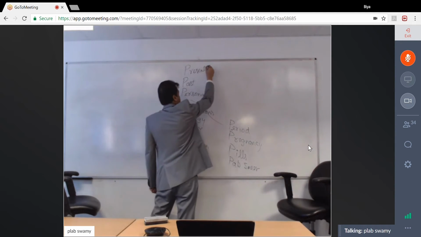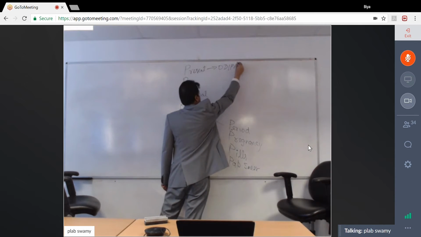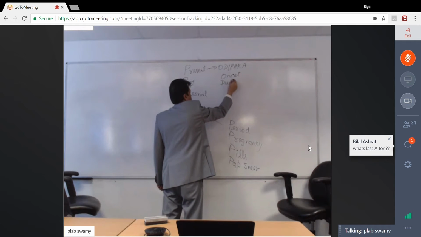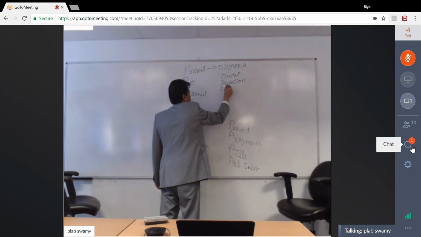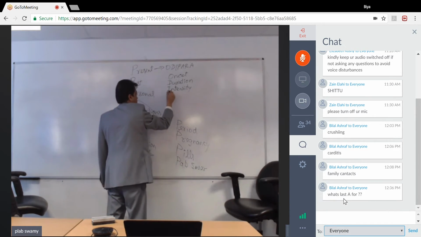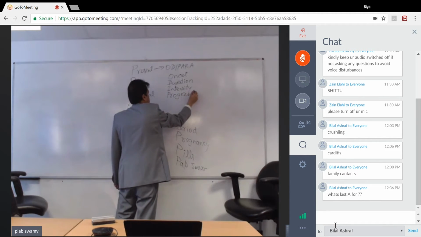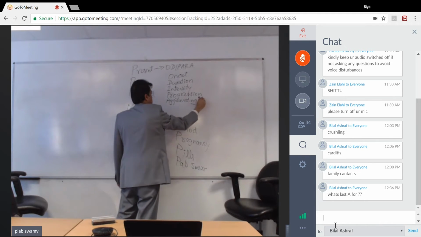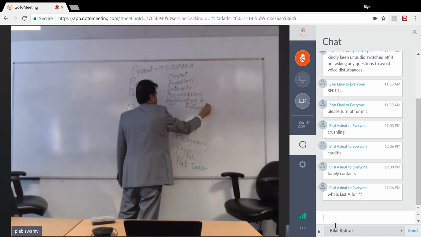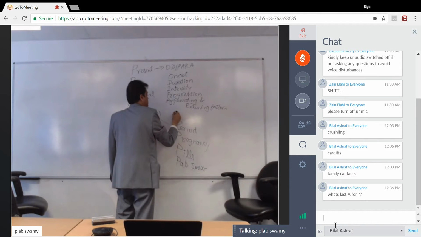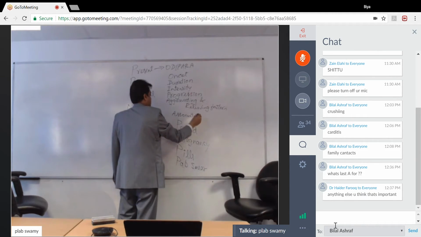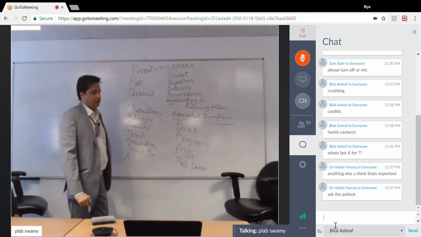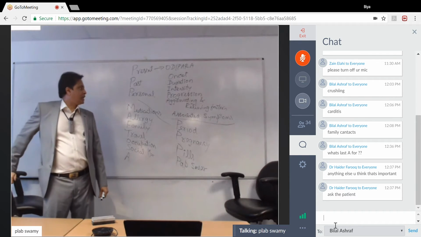So there are some other mnemonics for present history. For present history it is like ODPAP, that is onset, duration, intensity, progression, aggravating and relieving factors, and associated symptoms. That's ODPAP: onset, duration, intensity, progression, aggravating and relieving factors, and associated symptoms.